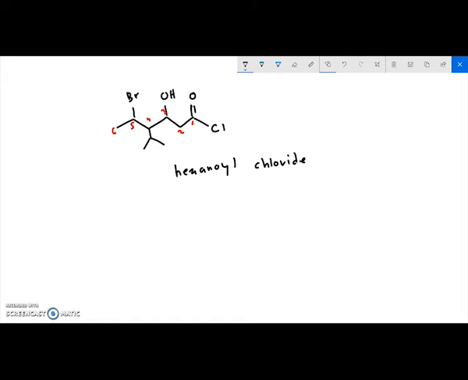Therefore, the first one will be 5-bromo, followed by 3-hydroxy, and then we also have 4-isopropyl hexanoyl chloride. So this will be the correct IUPAC name for the structure.